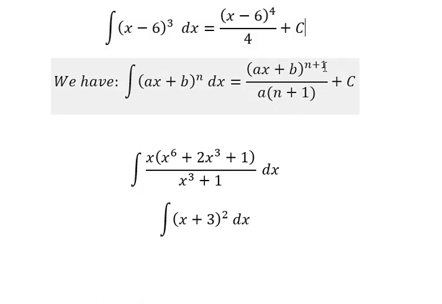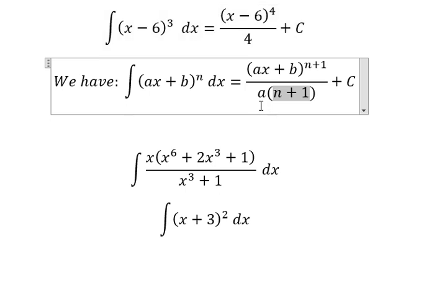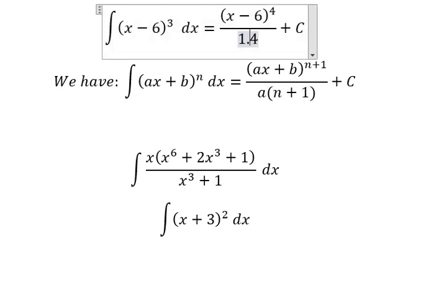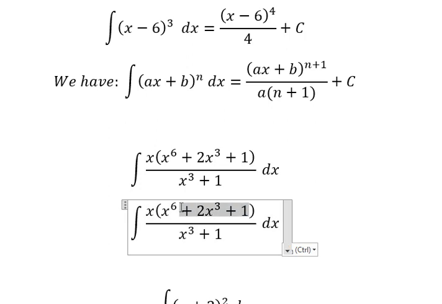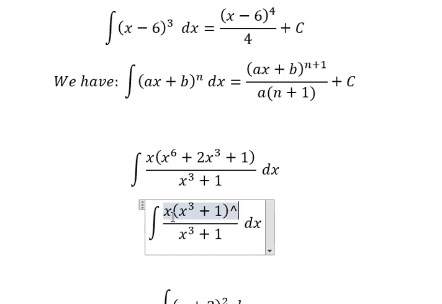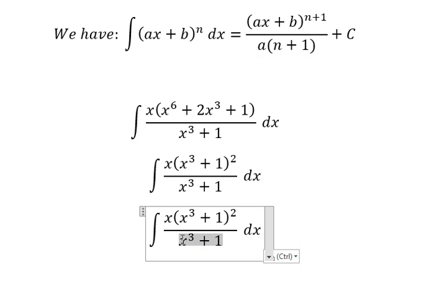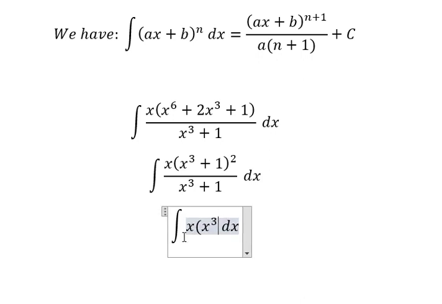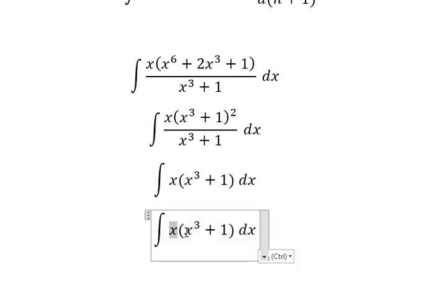So n plus 1 we have 4, and 4 in here. A is 1, so we don't need to put 1 in here, and we just put like this. The next one, this one, that is about identity. So this one divide by this one. So x multiplied by x to the power of 3 plus 1.